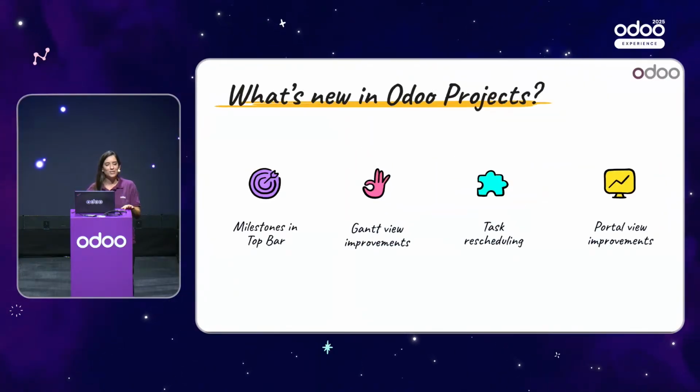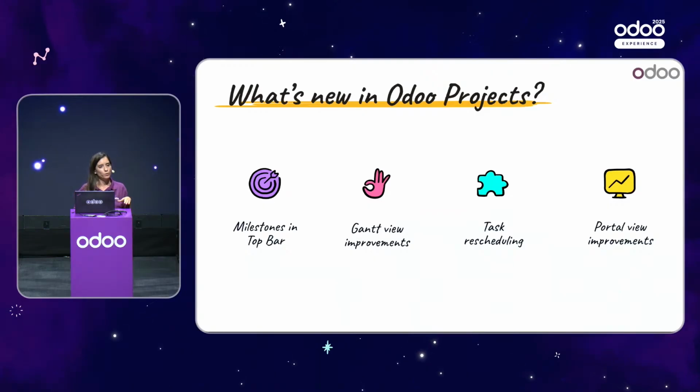So what else is new in Odoo projects? Besides this, we also have a new action in the top bar for the milestones. We have Gantt view improvements, task rescheduling improvements, and portal view improvements. But let me show you in the database.